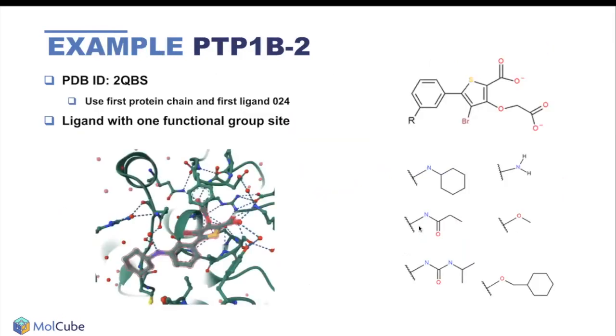The example system we use here is a protein tyrosine phosphatase 1B, abbreviated as PTP1B. Its PDB ID is 2QBS. This shows the native ligand in its binding pocket. In this demo, we use 6 ligands taken from the MSLD benchmark study by the Brooks Research Group.